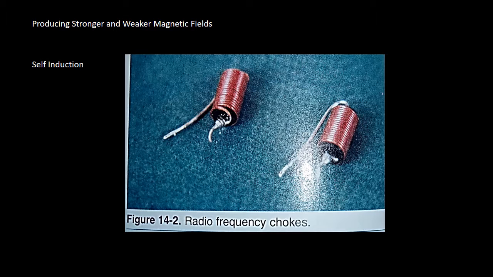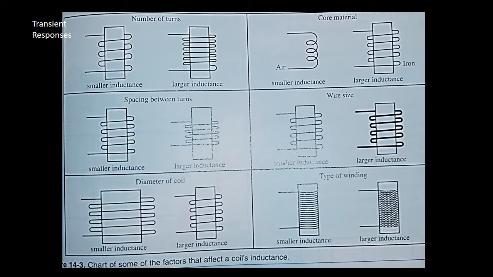The core material is just one factor that affects the size of the inductance produced by the coil. Figure 14-3, which is shown on your screen, is a chart that diagrams inductor traits that can strengthen or weaken a coil's inductance. Figure 14-3, chart of some of the factors that affect a coil's inductance.